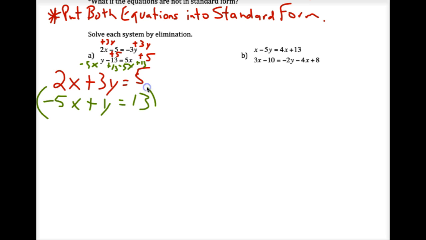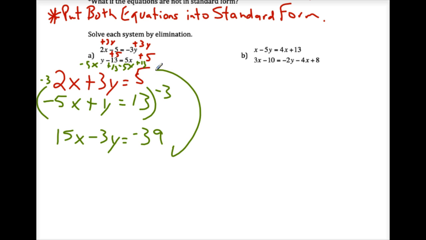So let's multiply, guys, the second equation. Let's get 3 of them and the opposite amount of them, negative 3. So let's multiply the whole bottom one by negative 3. We've got to write the red equation again. That's okay. Nico, distribute a negative 3 to everything. 15x minus 3y equals negative 39. And then take the red equation and put it right underneath it: 2x plus 3y equals 5.